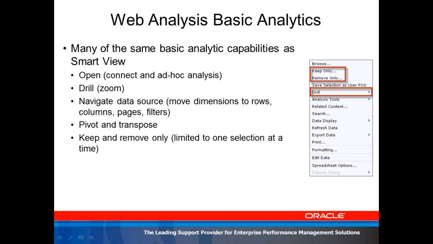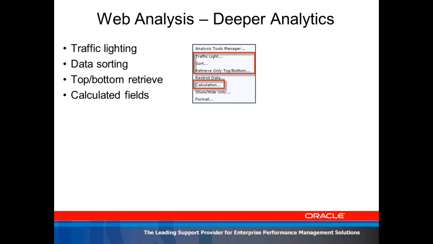And when you're in web analysis, you can do many of the same basic analytic capabilities like drilling in, zooming in and out, as we saw earlier with SmartView. You can do a keep only and remove only. You can pivot the dimensions from the rows to the columns and the columns to the rows and change which dimensions are in the pages and the filters, all those kinds of analytic capabilities, and go even deeper into things like traffic lighting where data displays in red, yellow, green, or whatever color you want depending upon what data is received.